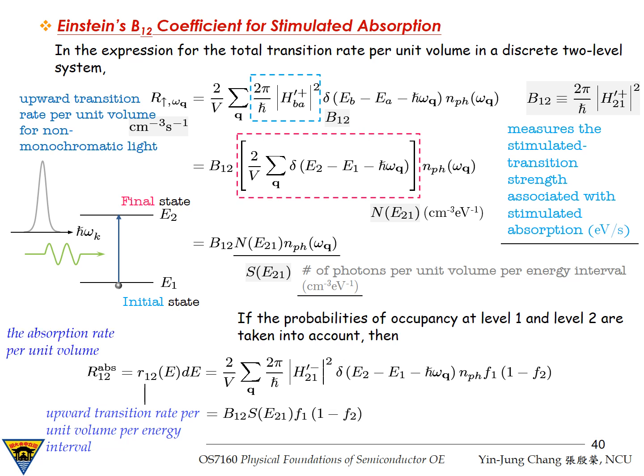Finally, if the two-level system represents electronic states, we must include the occupation probabilities. Absorption can occur only if the lower level is occupied and the upper level is empty. Therefore, the probability factor is F1 times 1 minus F2. So the absorption rate per unit volume becomes the equation shown here. This is the key result of this slide.